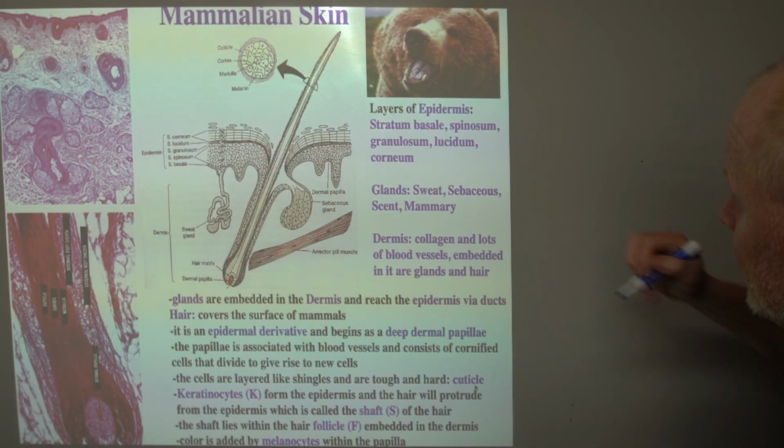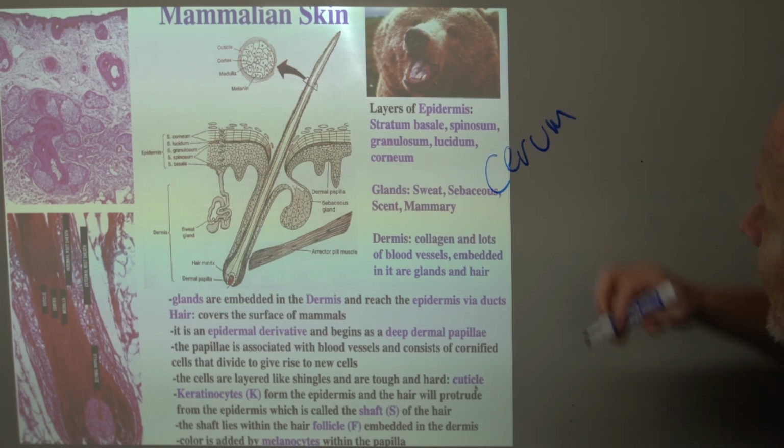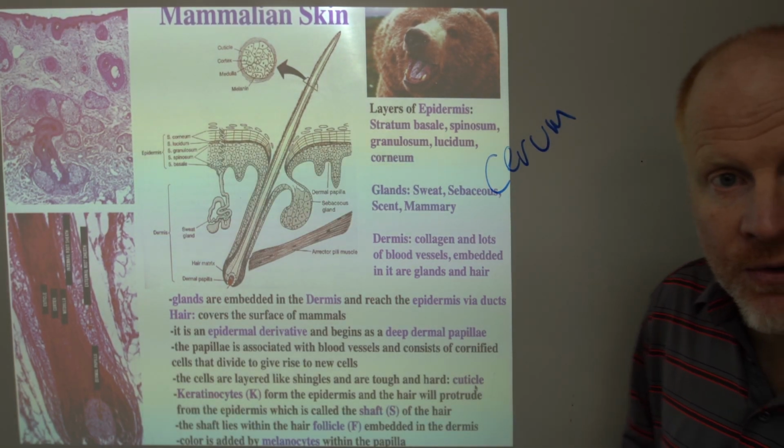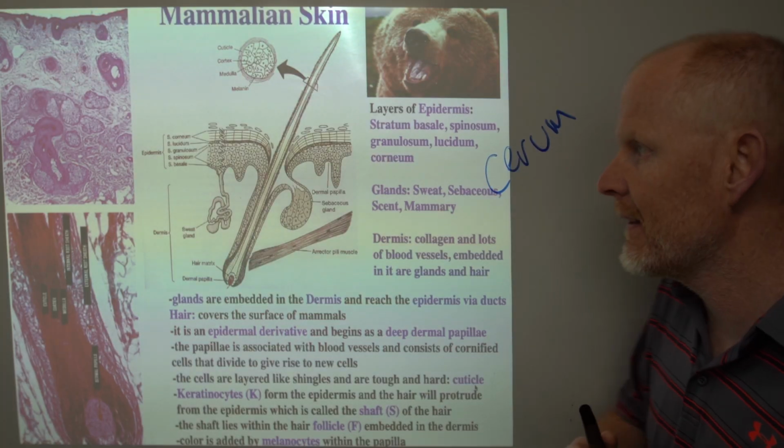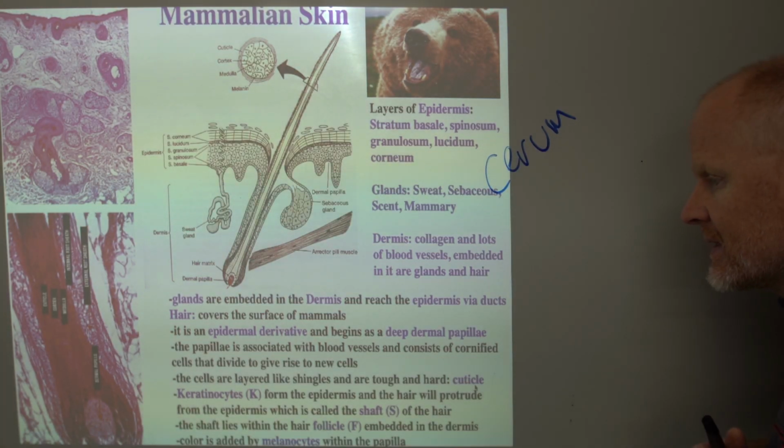In some animals we have cerumen glands. And then we have sebaceous glands, which produce oils. And then there are other specialized glands that you can find in certain mammals that are at least partly derived from the epidermis.